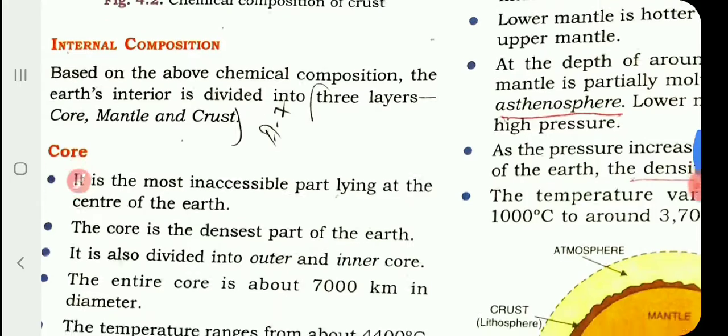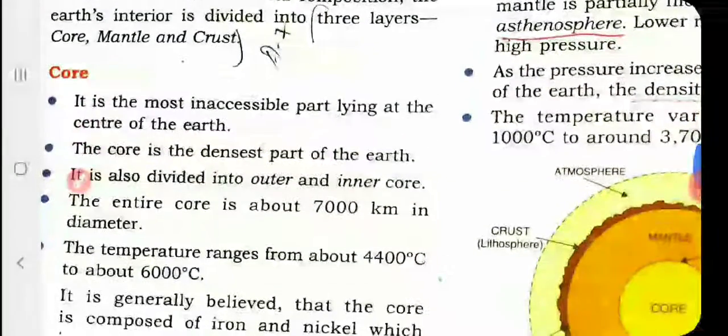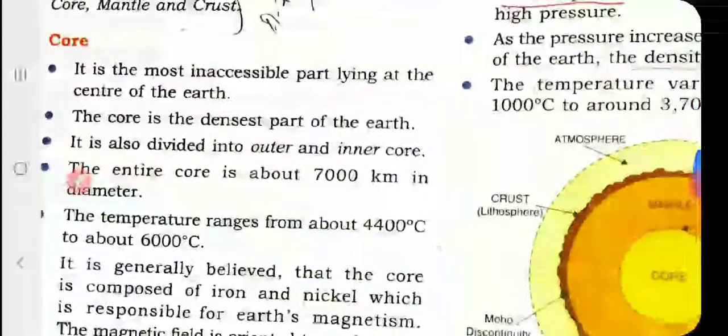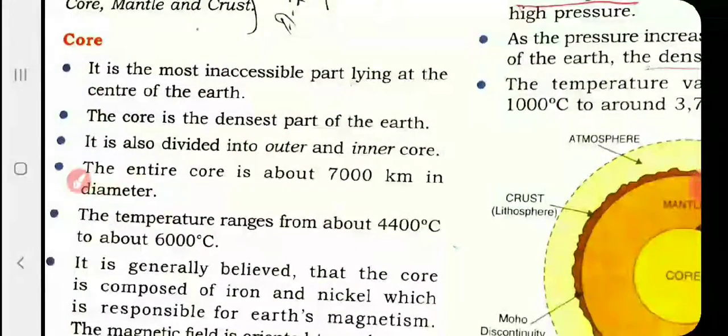Today, we are going to see about the core, the innermost layer of the Earth. Based on the chemical composition, Earth's interior is divided into three layers: core, mantle, and crust. Yesterday, as I told you earlier, we saw about the crust. Now let us see about the core. It is the most inaccessible part, lying at the center of the Earth. We cannot reach there.